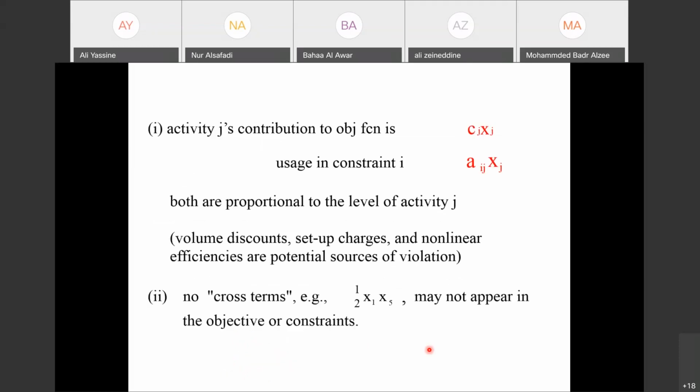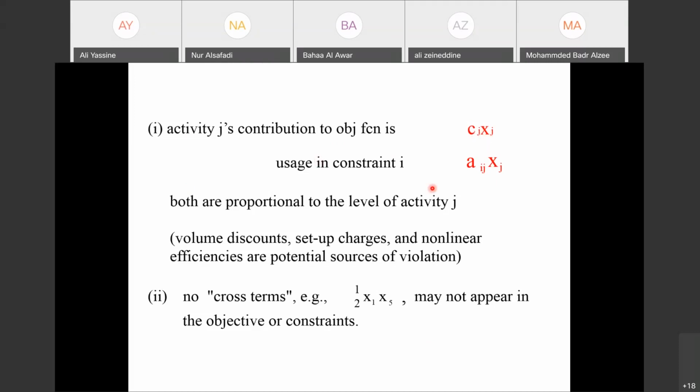There are a few properties that those linear functions must satisfy, and again, they're straightforward. For example, the contribution of each decision variable, here they call it activity, to the objective function is proportional. So it's Cj xj. The contribution of a particular x, let's say x2, to the objective function is proportional to its value. So whatever the value of x2 is, multiplied by this constant Cj.